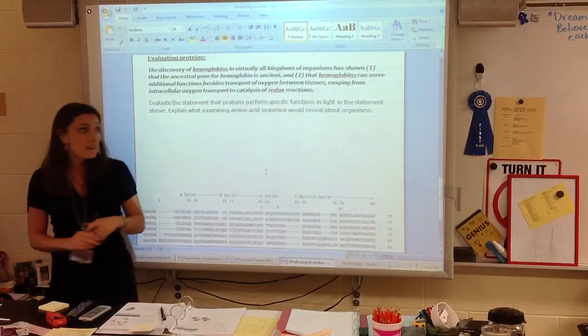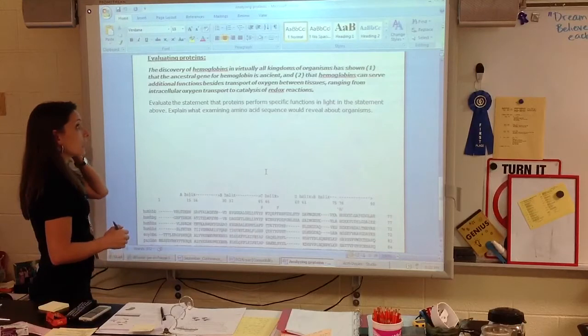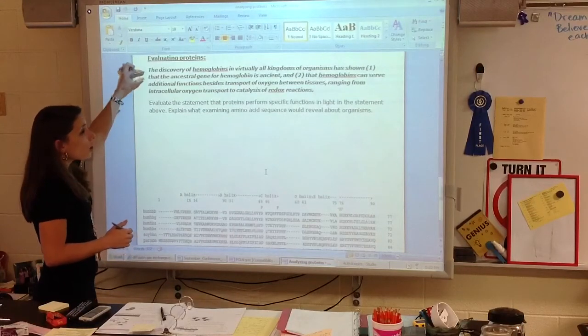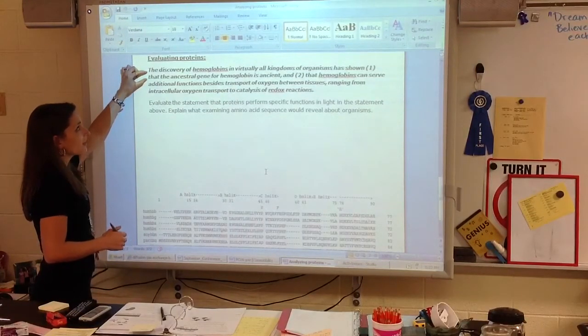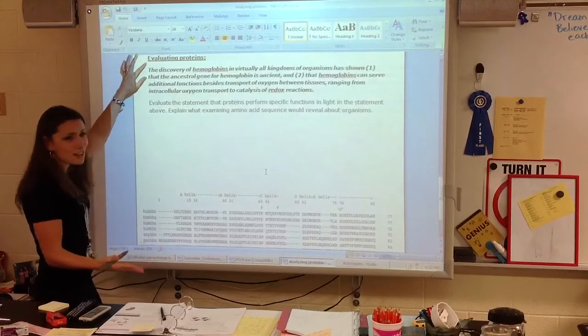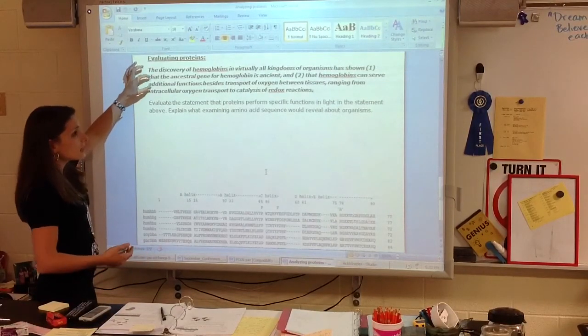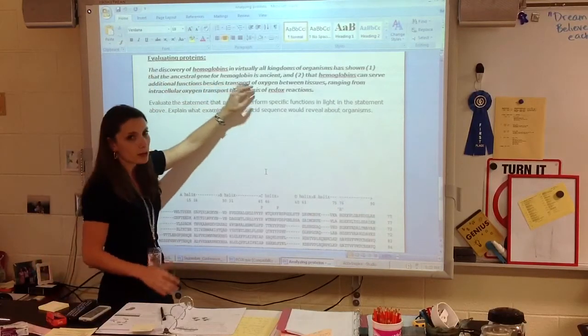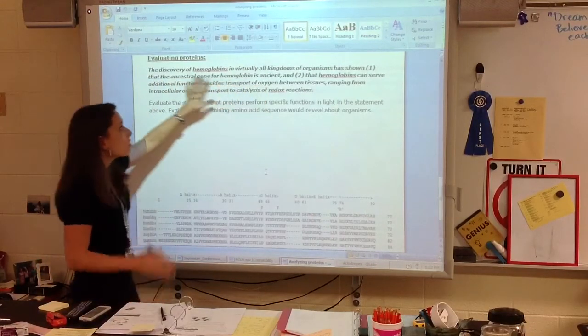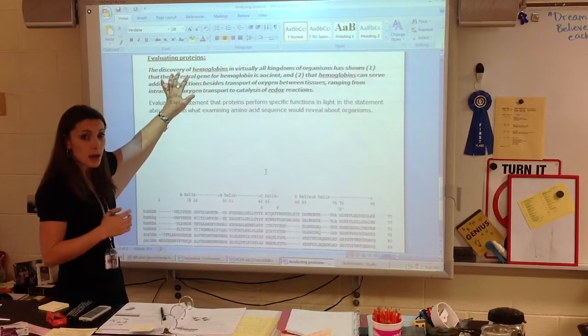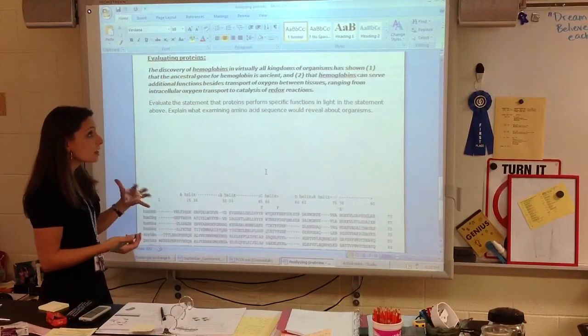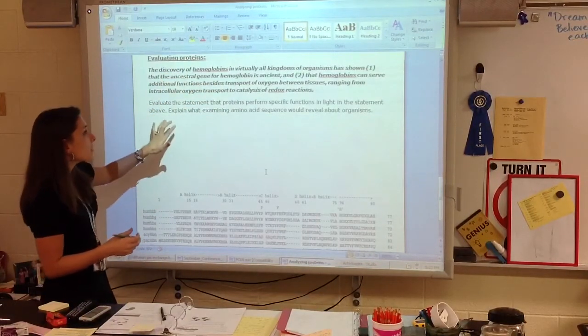And then finally, evaluating proteins and looking at how all kingdoms have hemoglobin. Even bacteria, why would they have hemoglobin if it's to transport blood? And knowing that it can even do more than transporting oxygen. So maybe we want to talk about what they have in common and what does this mean?